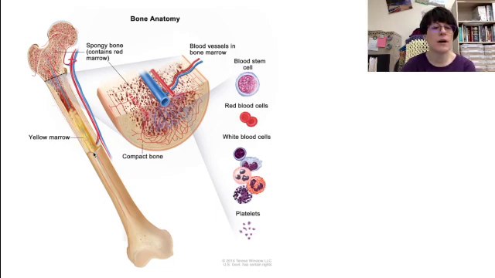Yellow marrow contains a lot of fat, but if we look at this cross section here, there are actually blood vessels going through the bone. There's compact bone, which is the hard part. And in the spongy bone is the red marrow, and here there are blood stem cells that are produced. There are red blood cells, white blood cells, and platelets. So this is where your blood is produced within that red marrow.